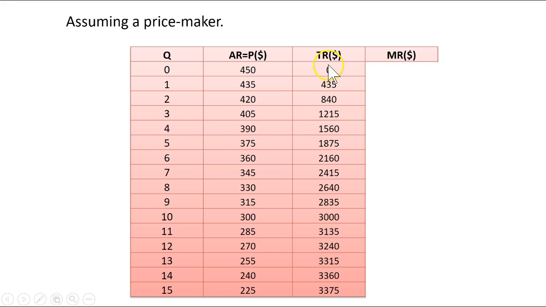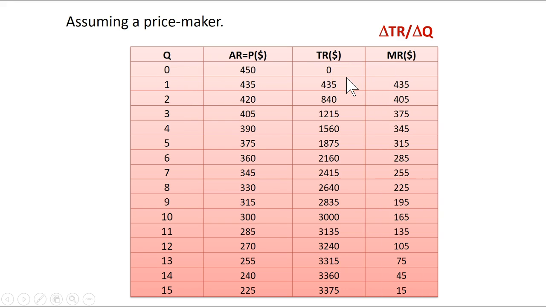Marginal revenue is going to be the change in the total revenue divided by the change in output. So when we do that, we can see the marginal revenue for each unit of output. For example, if we're going from 0 to 1 units, the increase in total revenue over the increase in output of 1 gives us marginal revenue of $435. That is, the first unit will generate $435 of revenue.